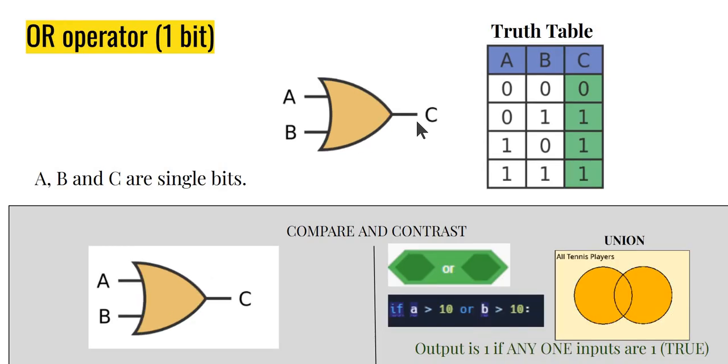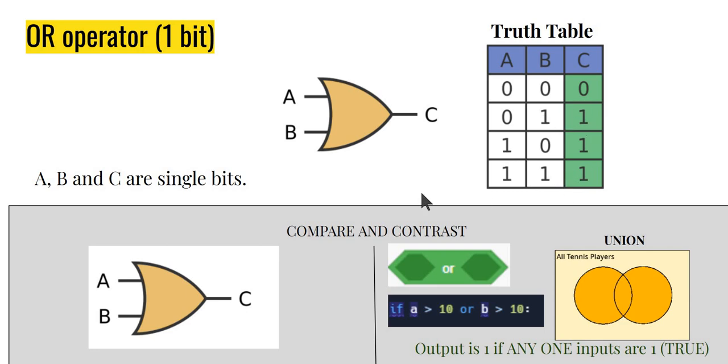Moving forward, next we have the OR gate. Now, for the OR operator or OR gate, again, A and B are single bits. This is the customary symbol for the OR gate, with A, B leading to a C. Again, the truth table is very interesting. Basically, if both are 0, then the output is 0. But if any one or both are true, then the output is 1.